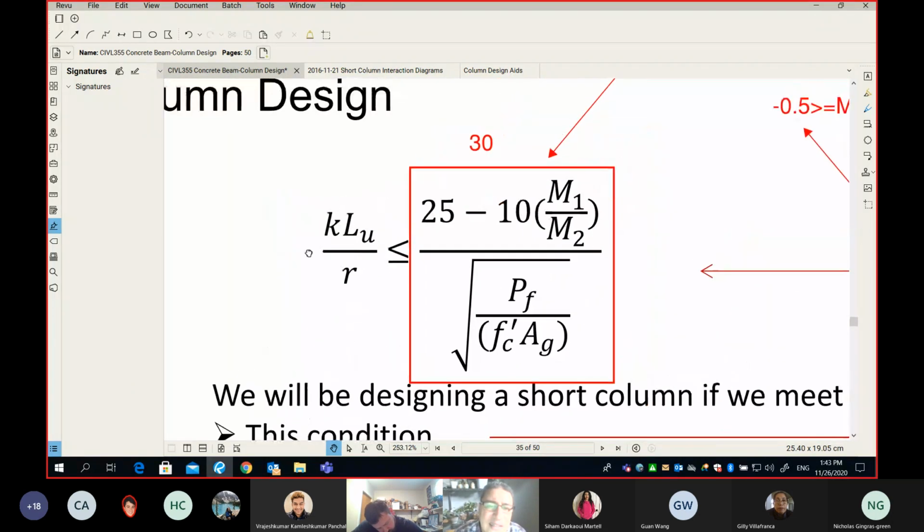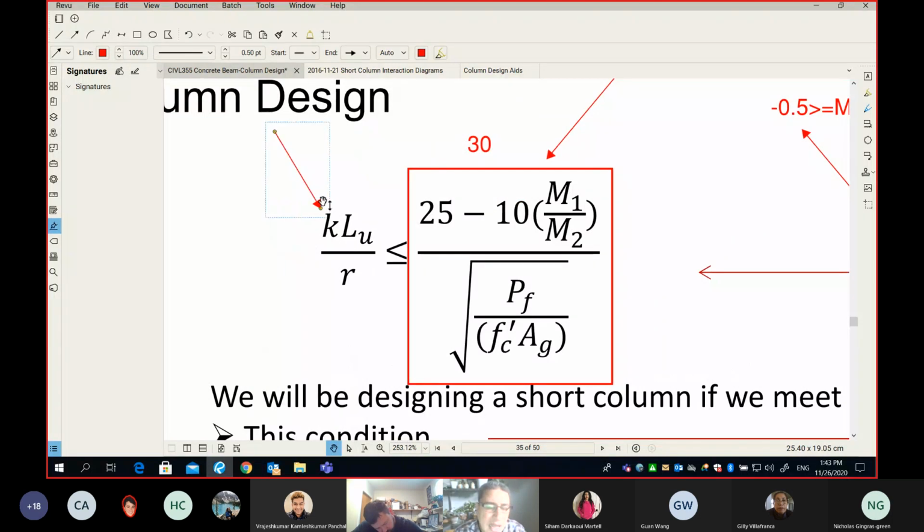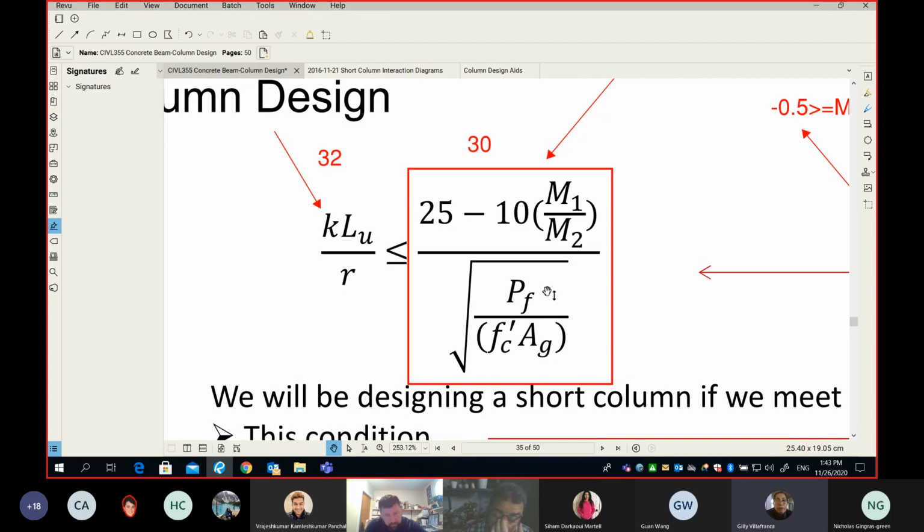Let's zoom in here. As I said, you're trying to find this number, and this number happens to be, let's say, 32. What does it mean if this number is 32 and the lambda maximum is 30? It means your lambda is too big. Is it a short column or a slender column? It's a slender column. And I will teach you how to design a short column, not a slender column.